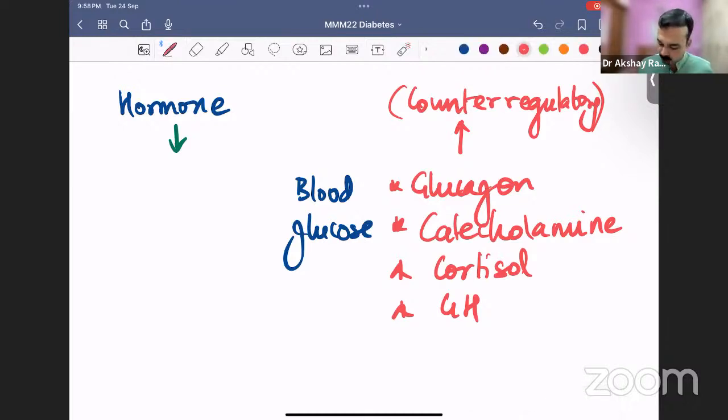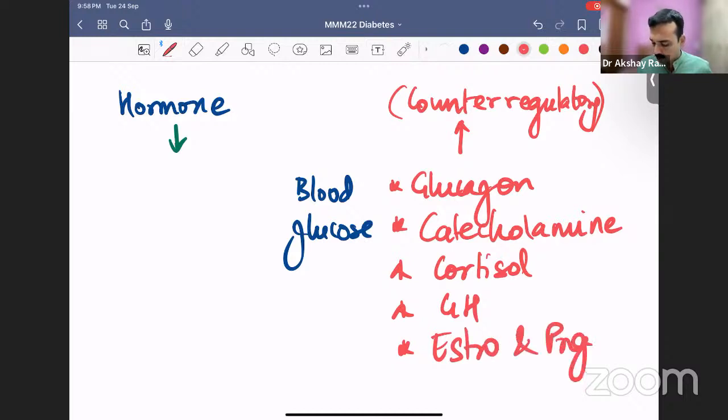Many other hormones don't like insulin. For example, estrogen and progesterone, both don't like it. So that is why you get GDM, gestational diabetes mellitus. Gestational diabetes mellitus, I didn't describe that as a subtype of diabetes. It's close to type 2 diabetes. Insulin resistance is at the heart of gestational diabetes mellitus.